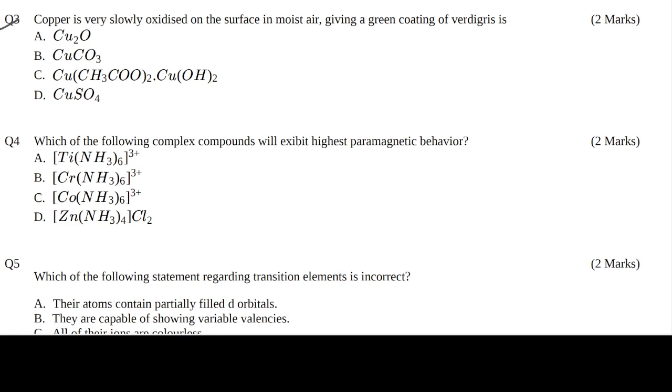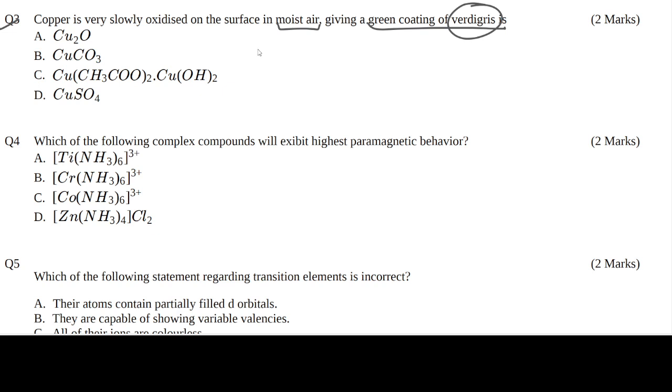Okay, so let's solve the D block chemistry questions. The first question, question number 3, says copper is very slowly oxidized on the surface in moist air, giving a green coating of verdigris. So what is the verdigris?